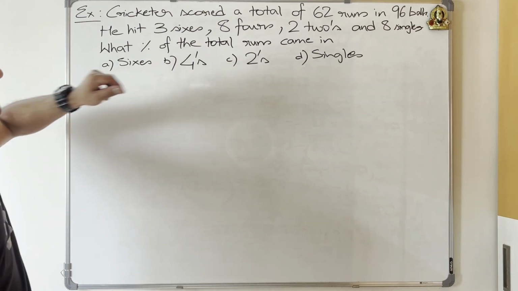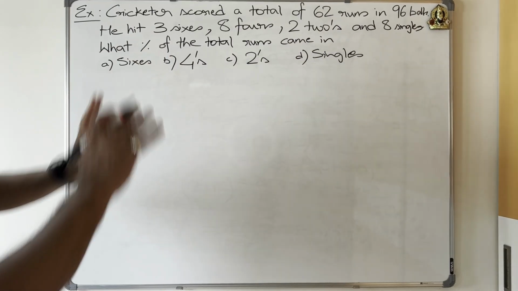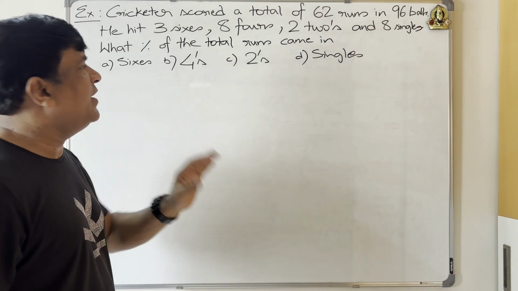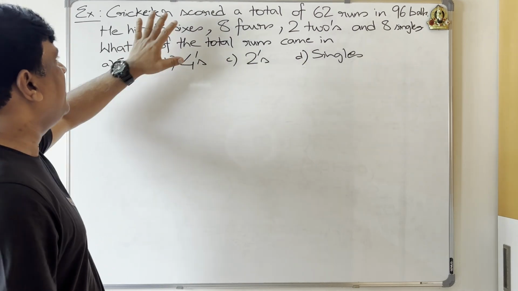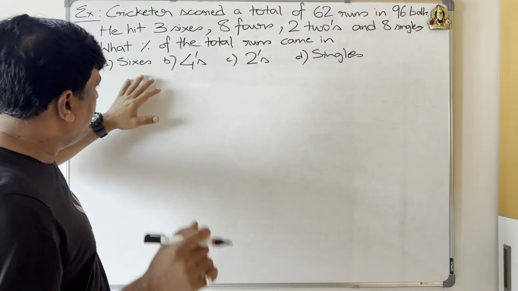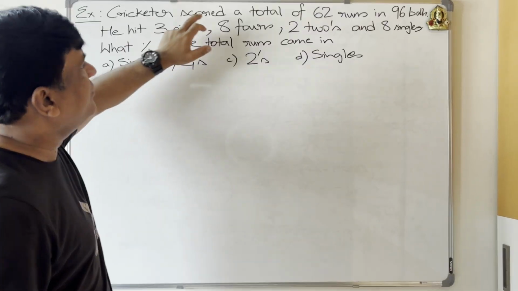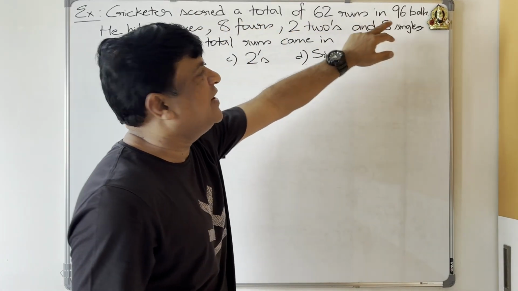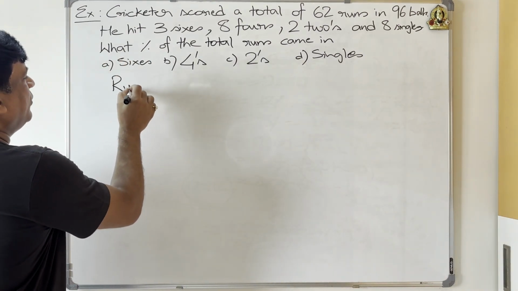Let's look at this example. This is a little bit, what do you say? There is a lot of data points which they have given over here, and they're asking us to calculate the percentage for all of these. So let's understand the problem first and put the points clearly so that we understand everything. They say the cricketer scored a total of 62 runs in 96 balls. So first note down the points which they have given.